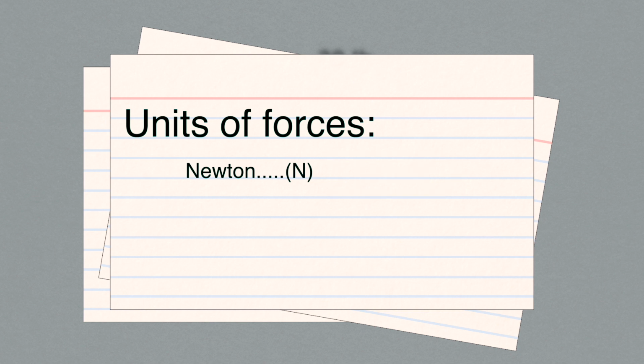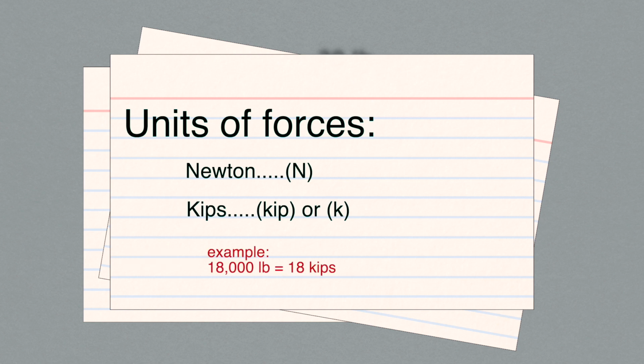Another unit of measure for forces would be something called kips, which actually stands for kilopounds. So just like 1 kilogram is 1,000 grams, a kilopound, aka a kip, is 1,000 pounds. So for example, 18,000 pounds of force would be 18 kips.